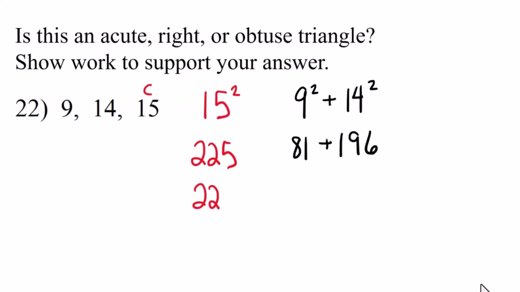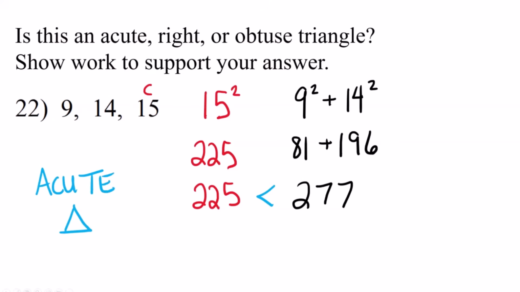And we end up with 225 and 277. C squared is smaller than a squared plus b squared, so that means we have an acute triangle. I hope you like those, because those are one of my favorites. I love those.